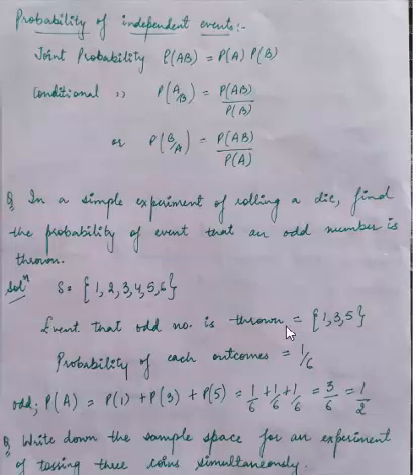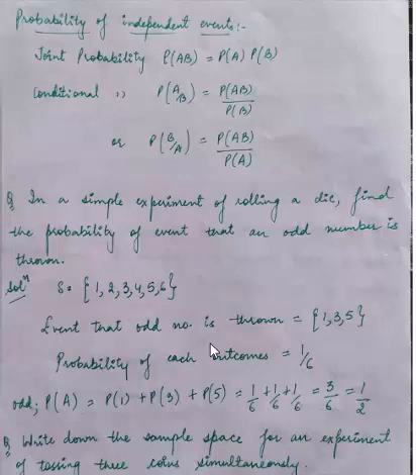Now we will solve some examples related to probability. The first question is, in a simple experiment of rolling a die, find the probability of the event that an odd number is thrown. Rolling a die means 6 possible outcomes, that is 1, 2, 3, 4, 5, 6. So the sample space contains 6 elements. Now, for the event that an odd number is thrown, the odd numbers from this set are only 3, that is 1, 3, 5.